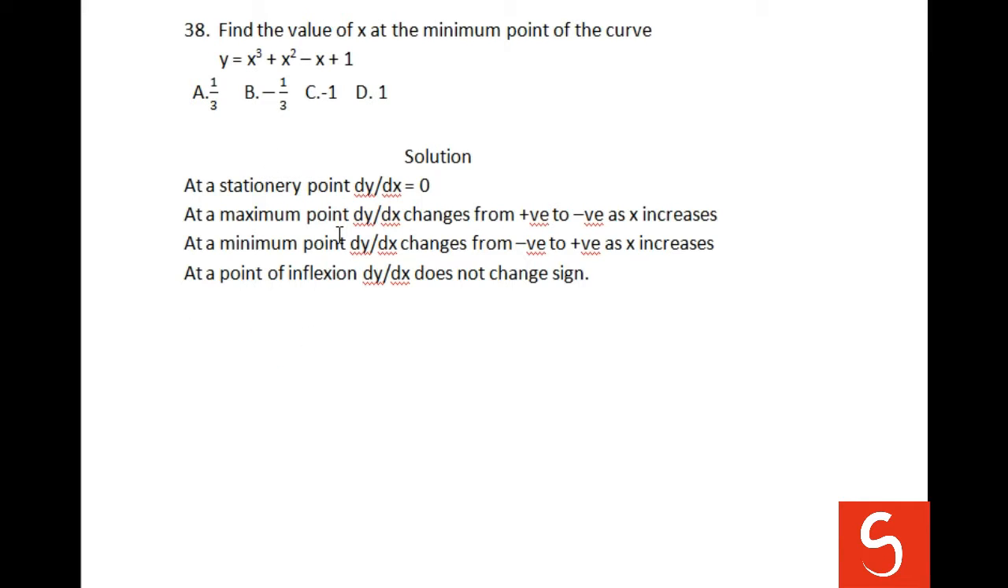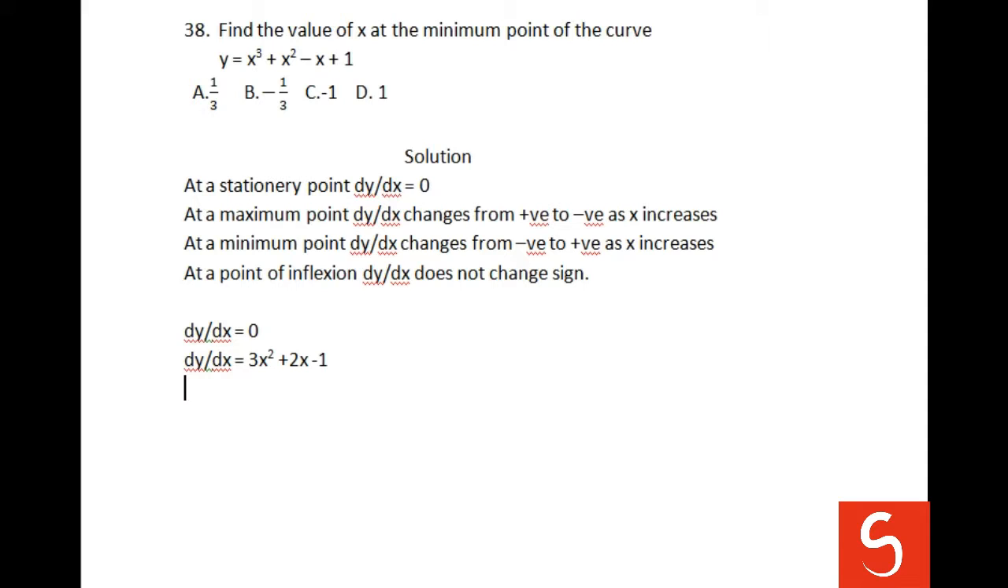For us to be able to find this, we need to find the dy/dx of this curve, that is the turning point. We know that dy/dx will be equal to 0. So we differentiate the equation above with respect to x. When we differentiate x cubed, we are left with 3x raised to the power of 2. When we differentiate x squared, we are left with 2x. When we differentiate negative x, we are left with negative 1. And when we differentiate positive 1, it's a constant, so it's 0.